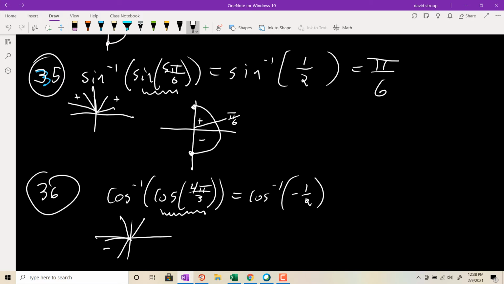And then I gotta worry about the cosine inverse's range from 0 to pi. And the quadrant where it's negative is going to be that second quadrant. So I need an angle, the reference angle for 1/2 would be, what, pi over 3. So I need the pi over 3 type angle that's in the second quadrant. That'll be, here's 1 pi over 3, 2 pi over 3 is what I need.